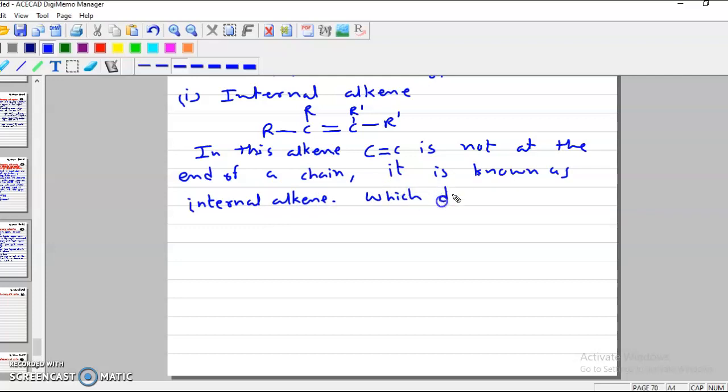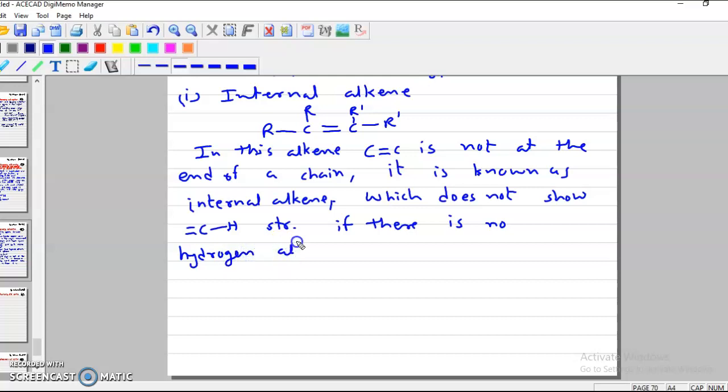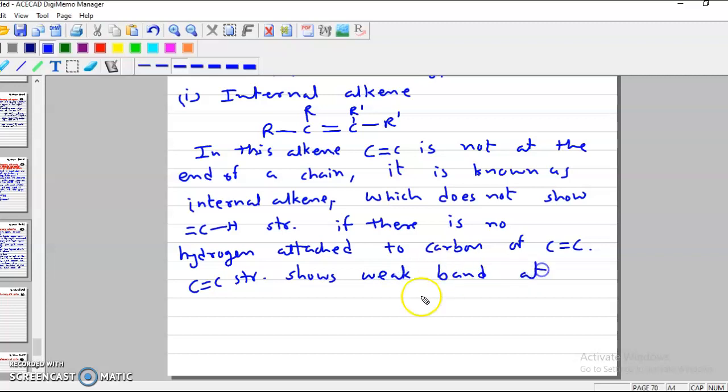which does not show double bond CH stretching if there is no hydrogen attached to the carbon of C double bond C. C double bond C stretching shows a weak band at 1680 to 1620 centimeter inverse.